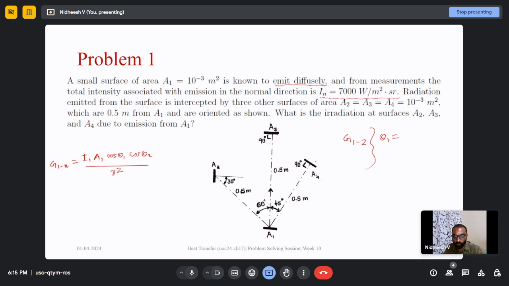30, sir. 60. Theta 1 is near the emitter, right? Yes, sir, 60. We are interested in the angle near the emitter, measured between the normal direction to A1 and the line joining emitter and receiver, the angle between these two red lines. So theta 1 equals 60 degrees. And what would be theta x? That is theta 2 in this case.